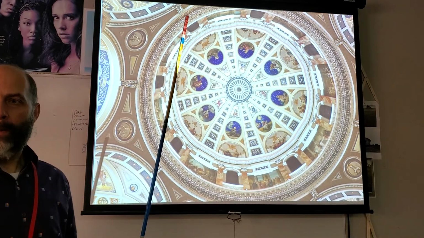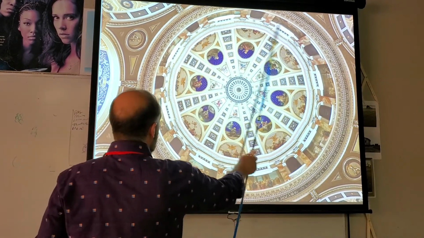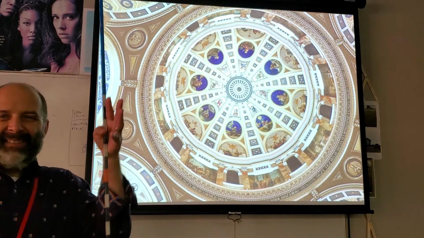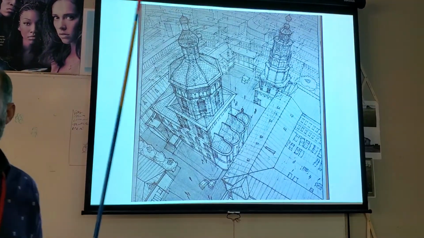I'd say it's 1. We're looking up at this dome. Now if you look at these pillars, they're all converging towards this center here. Okay? So we're looking at a tunnel again. Next. How about that one?